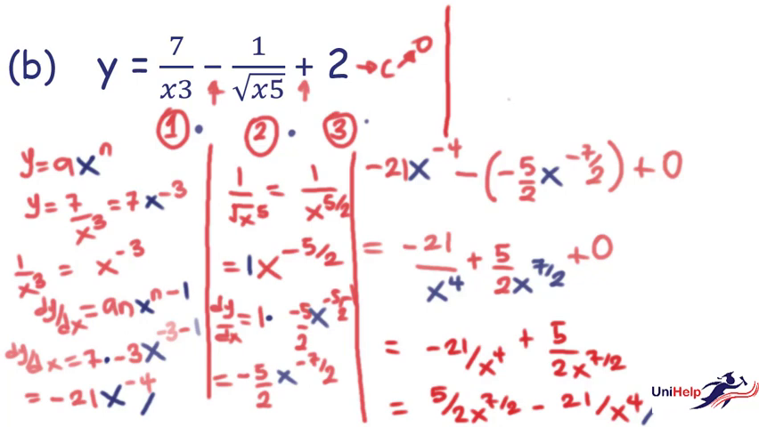By expressing it in the form of the function given, that would be 5 over 2 square root of x raised to the power 7 minus 21 over x raised to the power 4. And that's it for this problem.